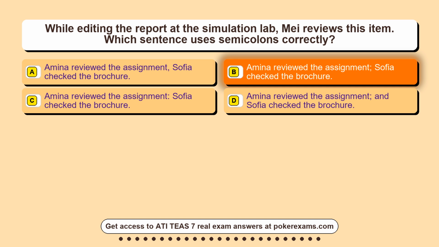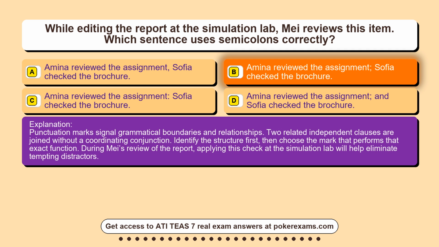Amina reviewed the assignment, Sophia checked the brochure. Punctuation marks signal grammatical boundaries and relationships. Two related independent clauses are joined without a coordinating conjunction. Identify the structure first, then choose the mark that performs that exact function. During May's review of the report, applying this check at the simulation lab will help eliminate tempting distractors.